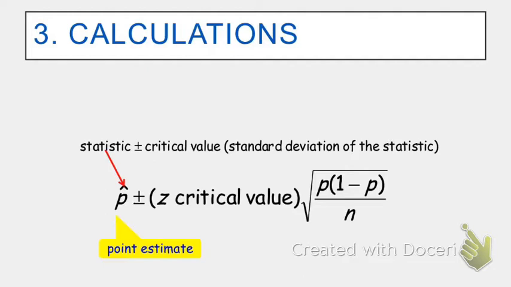What I want you to do is circle each part. So the P hat, we call that the point estimate. It means what you're estimating the population to be. So whenever we took our sample of M&Ms and we got 10%, that was our sample proportion. That's our point estimate. It's the point in the center.